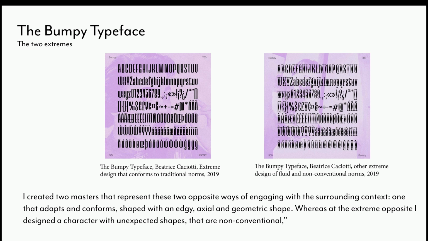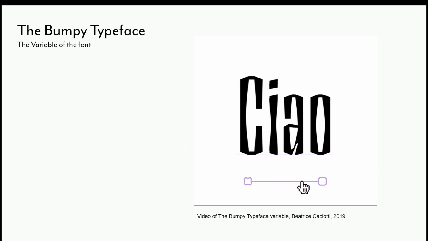As Beatrice says, "I created two masters that represent these two opposite ways of engaging with the surrounding context. One that adapts and conforms, shaped with an edgy, axial, and geometric shape, whereas at the extreme opposite, I designed a character with unexpected shapes that are non-conventional." The font family includes a range of variations between these two extremes, with some being more rigid and others incorporating unique elements. The overall goal was to create a font that incorporated different elements to show that being different than the binary expectations and stereotypes is what we should be aiming for, whether that is in design or in general.